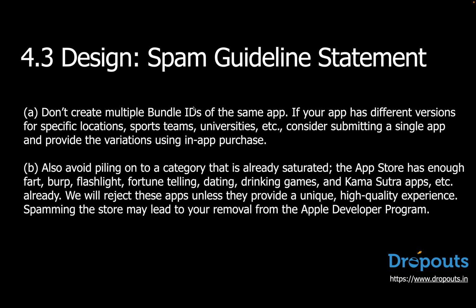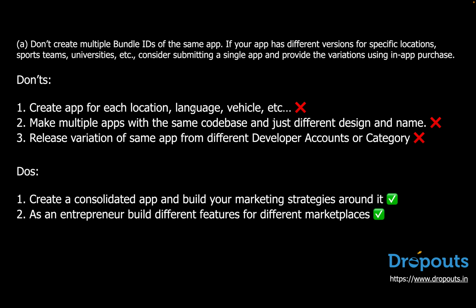We're going to dive into point A first, and then into point B. So let's take point A first. What they want to tell you is to make sure that you create a single app. For example, let's say you have a university, and it's one particular ABC University, located in multiple cities. Do not create multiple apps for those multiple cities.